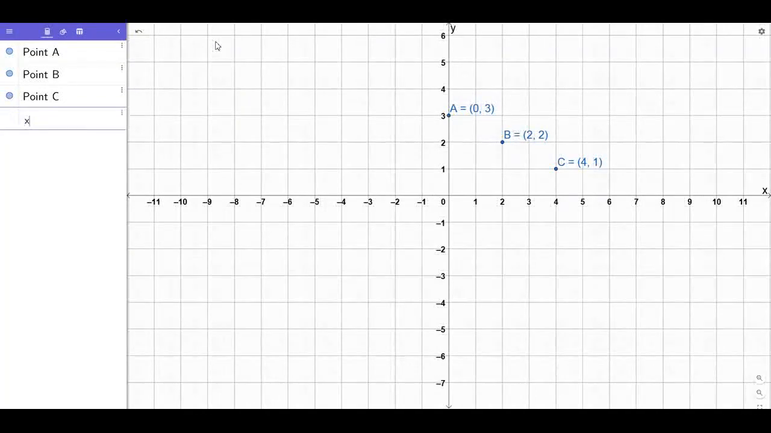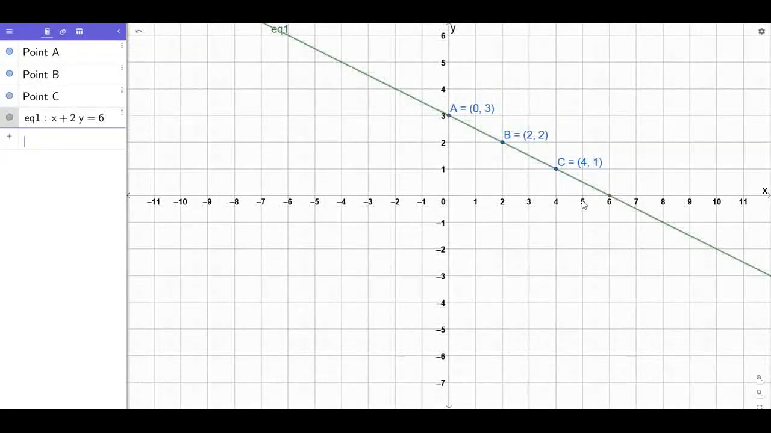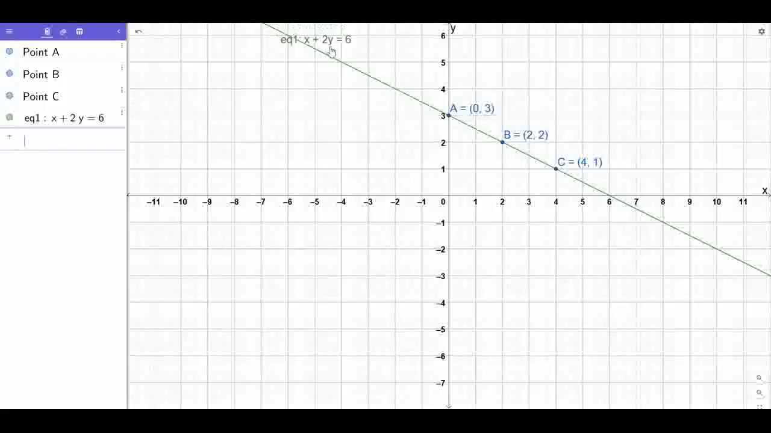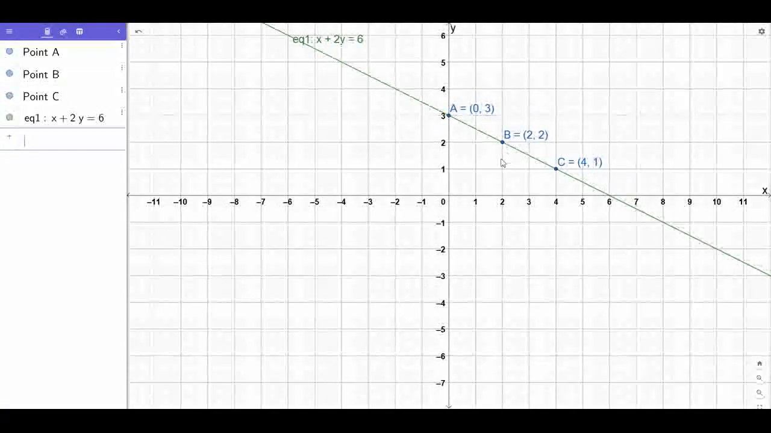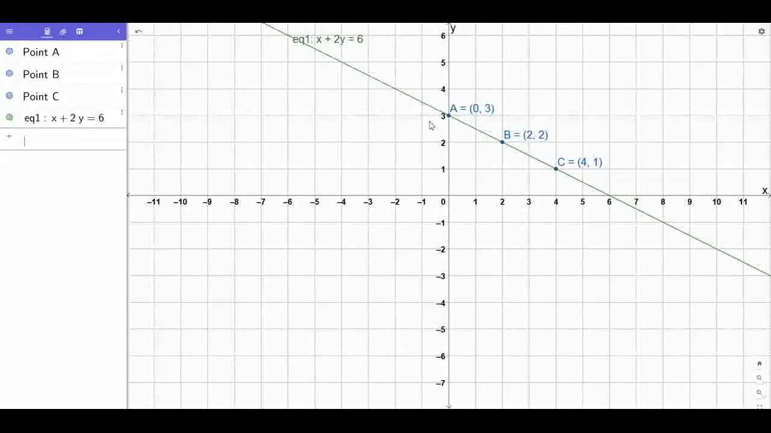The equation was x plus 2y is equal to 6. So this is what it is. Let me show you the graph also, whose graph has been plotted. So here it is, x plus 2y is equal to 6. So this is how we represent a linear equation in two variables on a graph sheet.